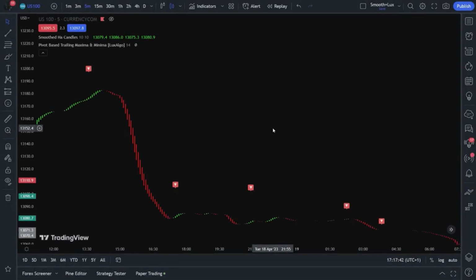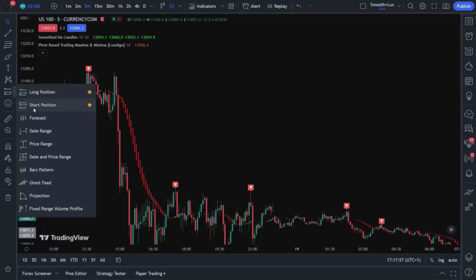Our requirements for short positions are as follows. First, we must have a red signal given by the pivot-based trailing indicator. Secondly, the Smooth Heiken Ashy Candles must be red and downtrending. If both requirements are met, we can take a short position.